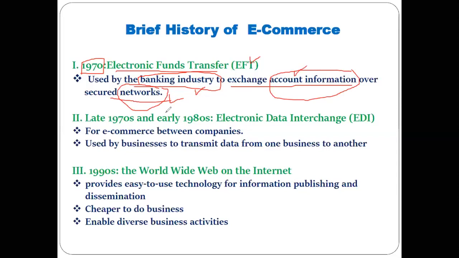Because was the internet there in 1970? Was the internet available in 1970? No, sir. No. When did the internet start? 1980, ARPANET. Means around the 1985-90 period. Correct.